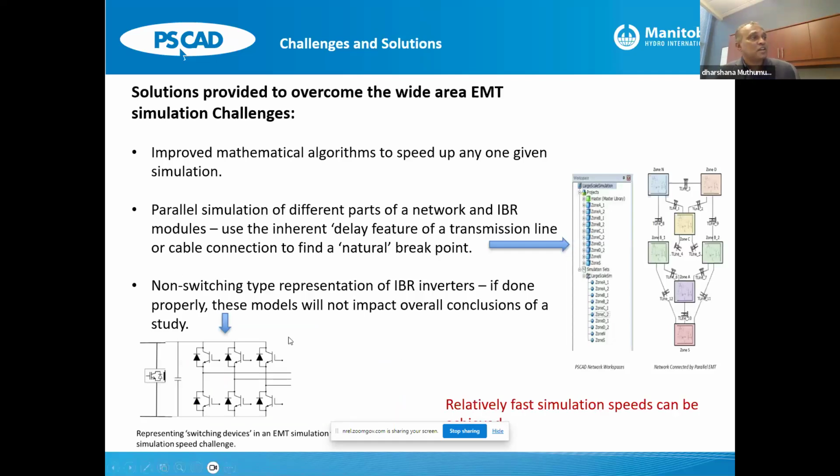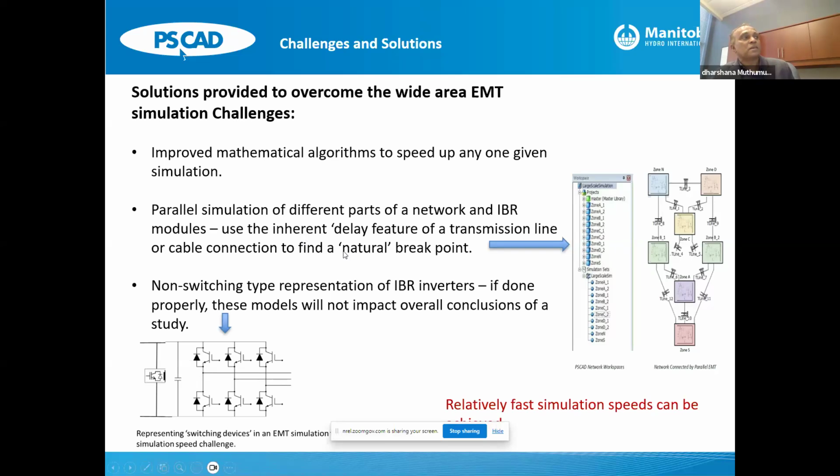And the second challenge is when you have power electronic switches. When they turn on and off, that is effectively a change in the system impedance matrix. Every time one of these IGBTs goes through an on-off change, the system impedance matrix changes. In the calculation, we have to re-invert or recalculate the matrix, and that has a significant impact on the simulation speed. So we have to overcome these challenges to make large-scale wide area EMT simulations practical.